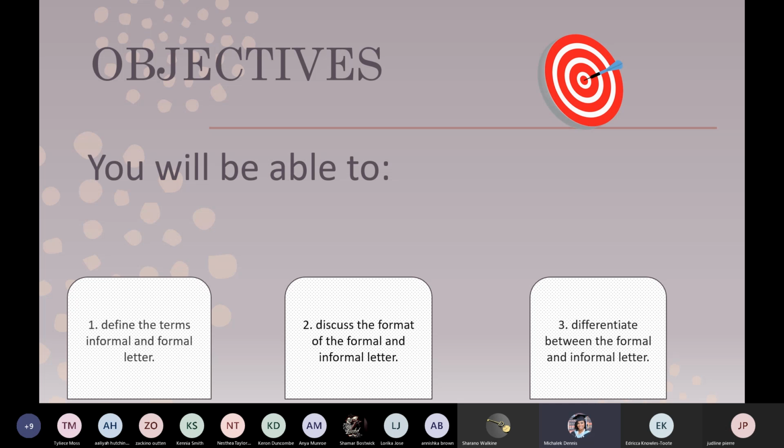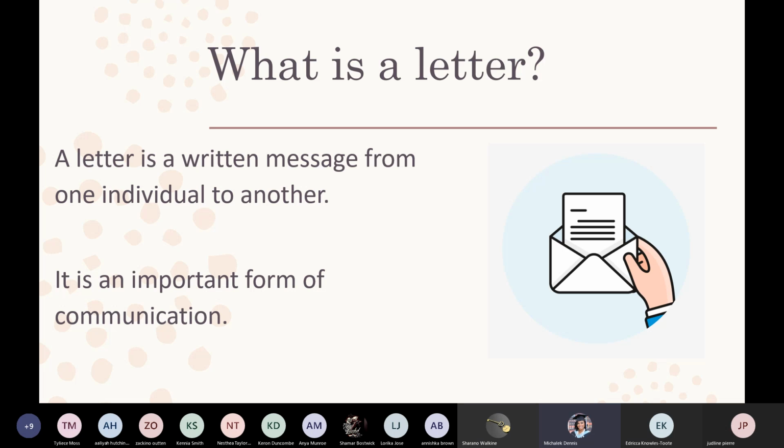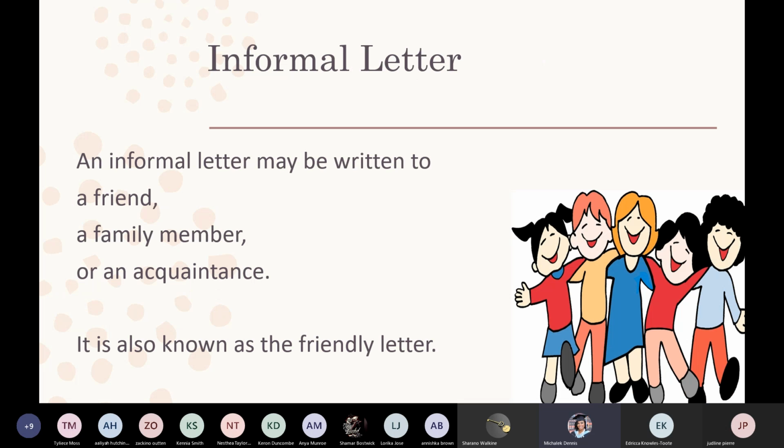Okay, guys. So we have three objectives, right? We went through them already. So we looked at what is a letter. A letter is a written message from one individual to another. It is an important form of communication. All right, informal letter.